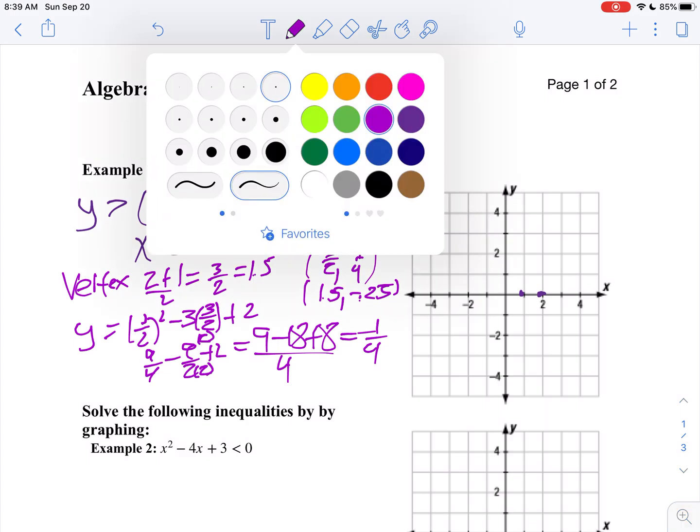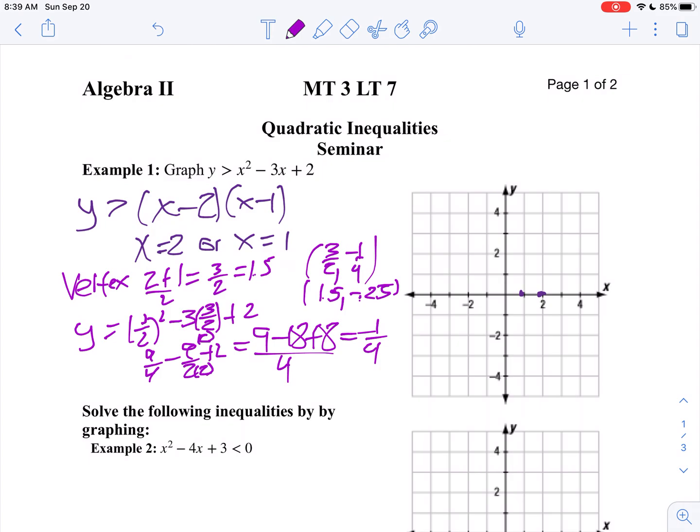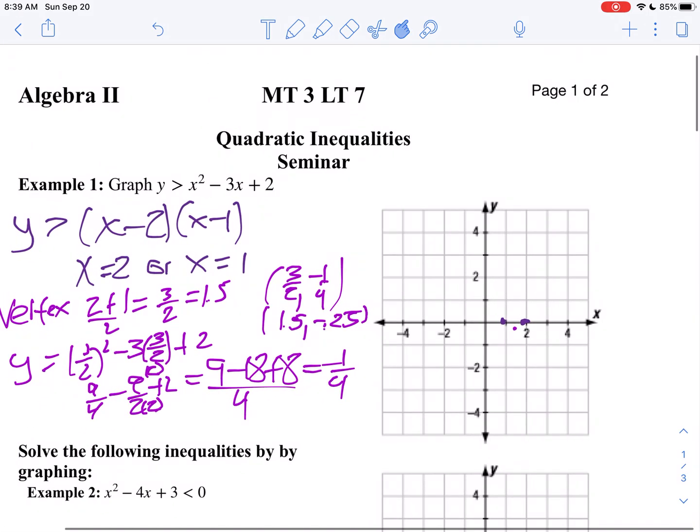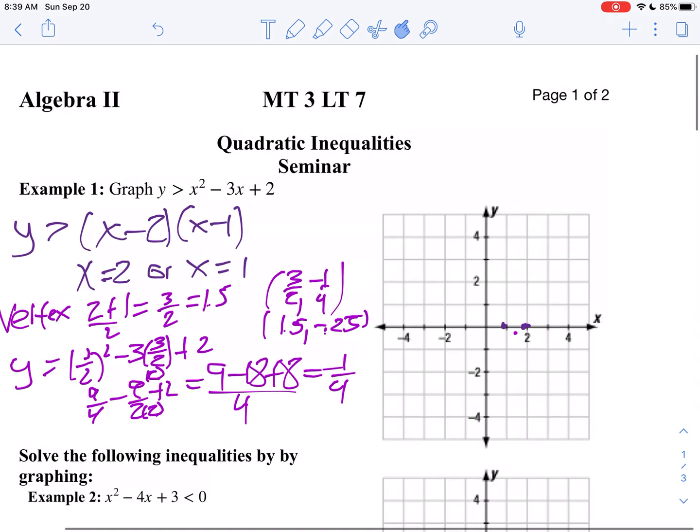So now let's graph that point. If you go over 1.5 and down 1/4, there's your vertex. Since it's a parabola, we know it's a happy parabola because it's opening up. And we can see the vertex there. It's going to be a dashed line, so let's draw a dashed line through our parabola. We're going to shade above, or up from, our parabola because it's greater than. So I'm going to shade inside here.